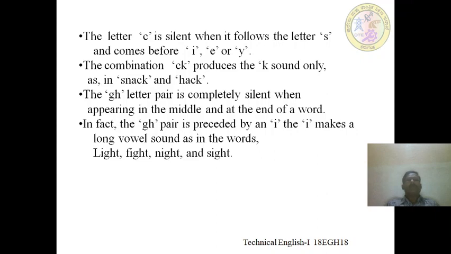The letter C is silent when it follows the letter S and comes before I, E, or Y. The combination CK produces the K sound only, as in snack and hack. The GH letter pair is completely silent when appearing in the middle and at the end of a word. In fact, the GH pair is preceded by an I. The I makes a long vowel sound, as in the words light, fight, night, and sight.